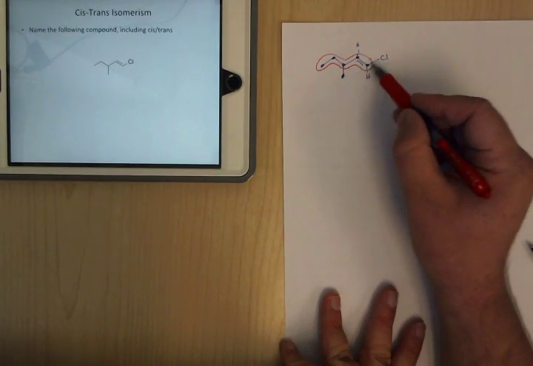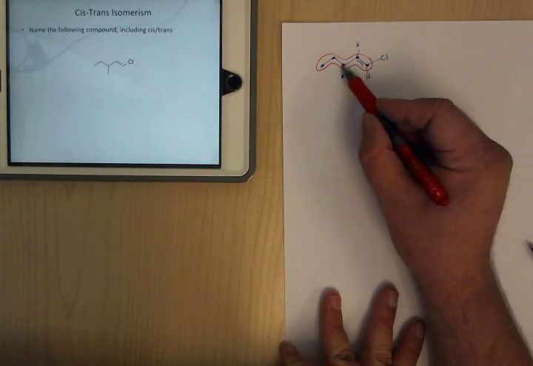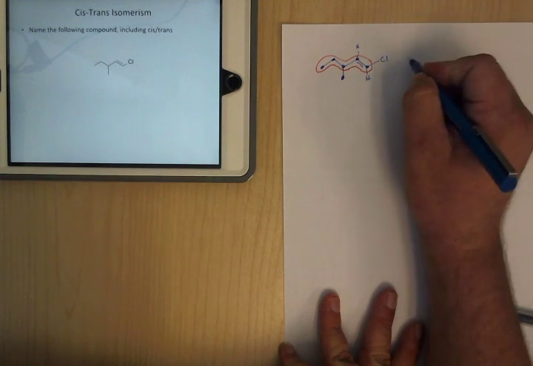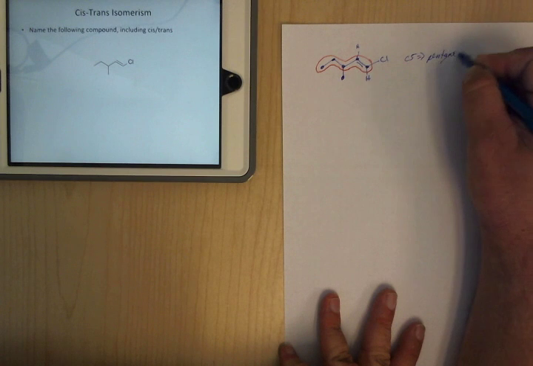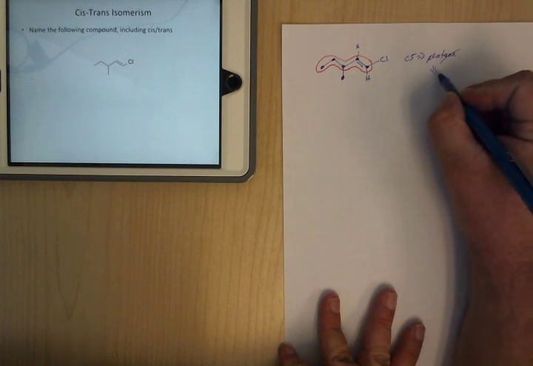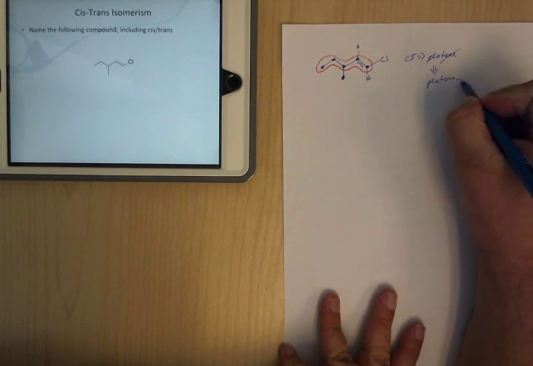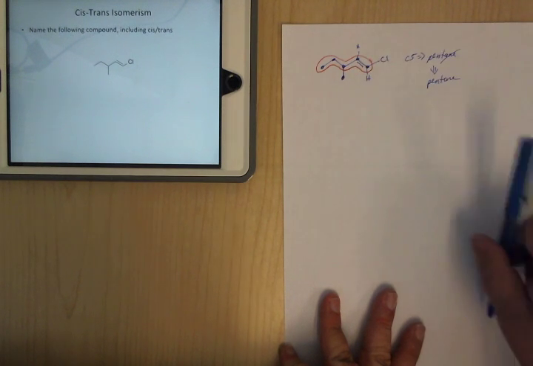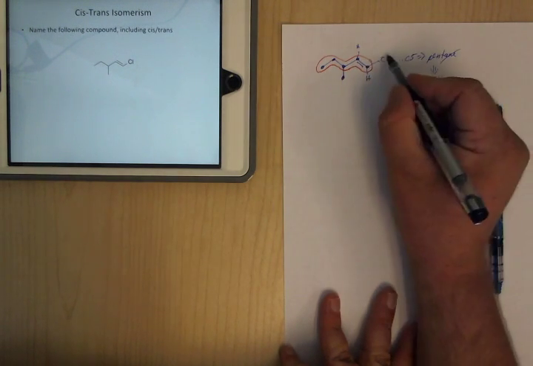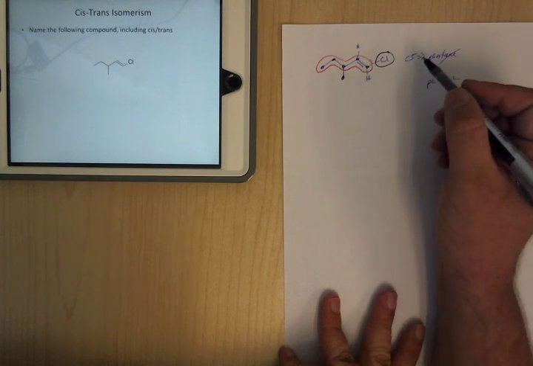Okay, so there's the main chain. It's 1, 2, 3, 4, 5 long, so it's C5. Normally that would be pentane, but since we have a double bond in here, it becomes pentene. So now we need to indicate where. Now we're dealing with the side chains.